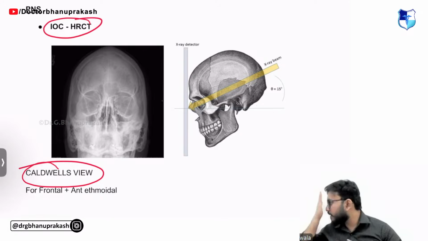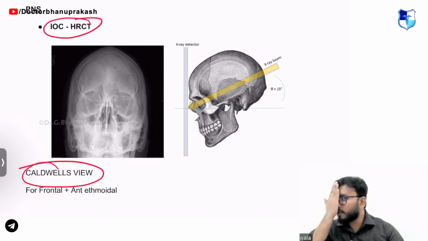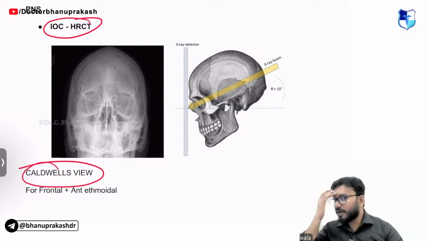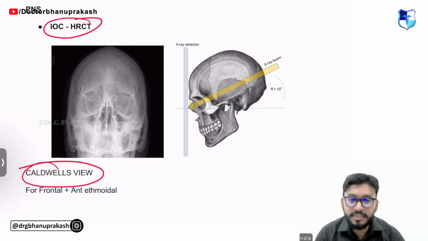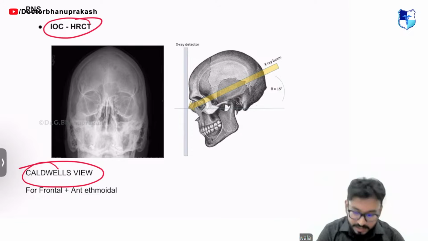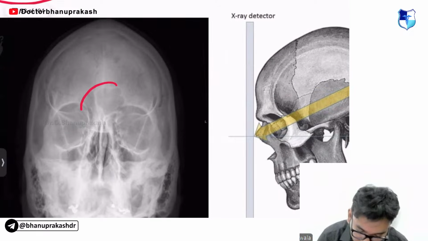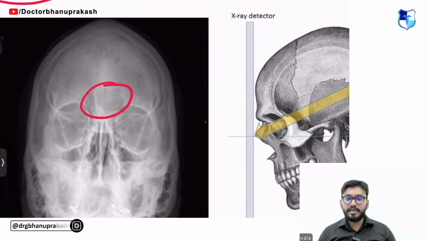You take your face and keep it like this on your palm. Do it, guys. Everyone do it. So what happens is your frontal sinus and your nose touch. The radiation is coming from behind. This is known as the Caldwell's view. This is to look at the frontal sinuses. Look at the beautiful frontal sinuses.